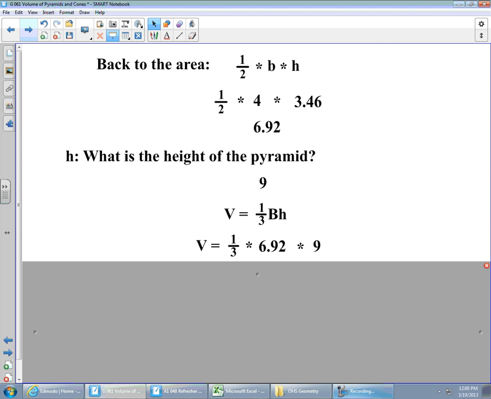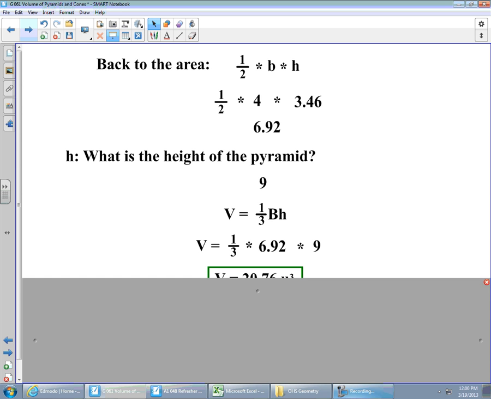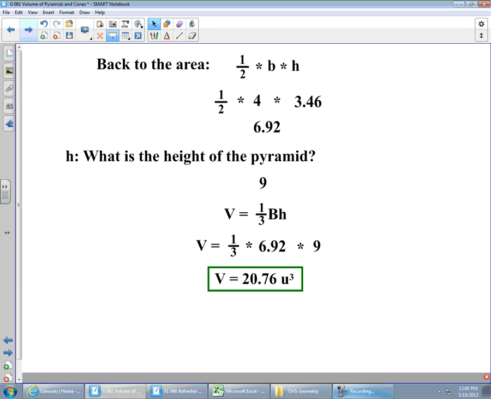Then we would most likely be in our calculator trying to figure out what's going on with that. Looks like 20.76 or something to that effect. There it is, 20.76. And again, they did not provide us with any units, but whatever the units are, they are going to be in the 3rd dimension because volume is a 3rd dimensional measurement.